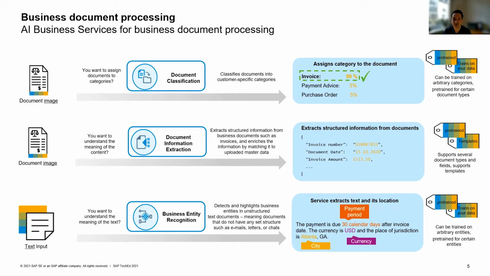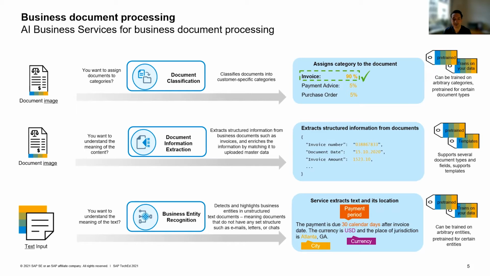The example in the blue box shows that a classification result can be for some typical business documents like invoices, payment advices, and purchase orders. And the service delivers a confidence level which shows what kind of a class this document belongs to. In this particular example, 90% is the confidence level that the service is confident that it's a supplier invoice. This service can be trained on customer data, but SAP provides and maintains a pre-trained model that can also be used out of the box.